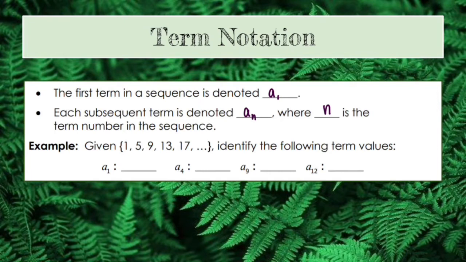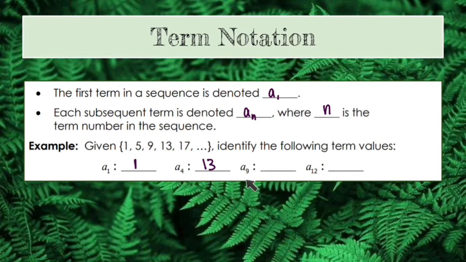It gives us a sequence here. We want to identify the following term values. The first one is A sub 1. What that means is this 1 down here tells us that we want the first term in the sequence. So that is just 1. That's not always the case that it's like that. So now we want to look at A sub 4. That means we want the fourth term in the sequence. So 1, 2, 3, 4. The answer to that one is 13.